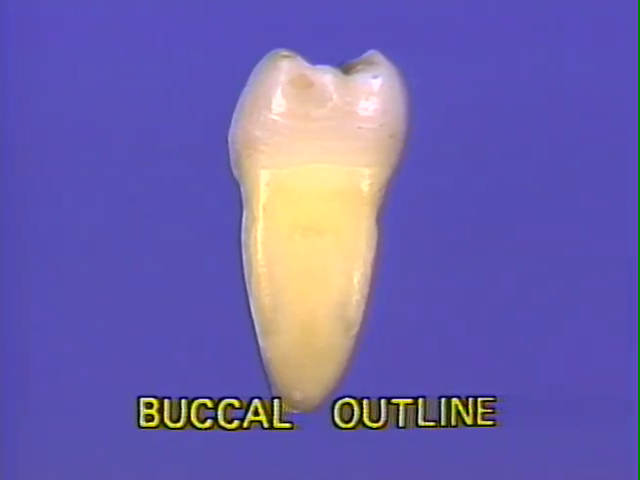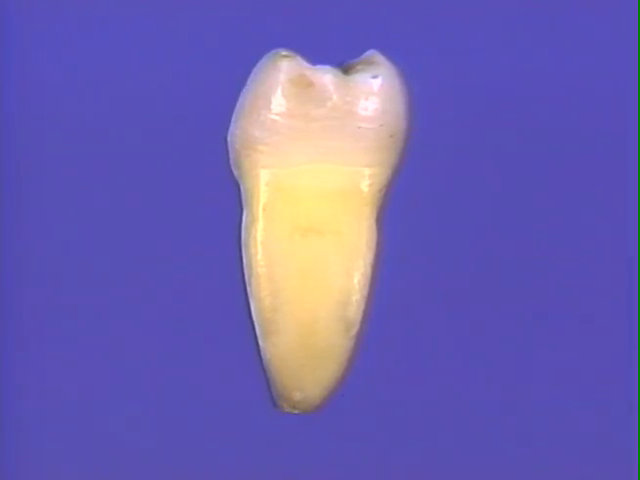The buccal outline. The buccal outline is usually convex from the cervical to the occlusal, with the greatest convexity in the buccocervical ridge area in the cervical third.